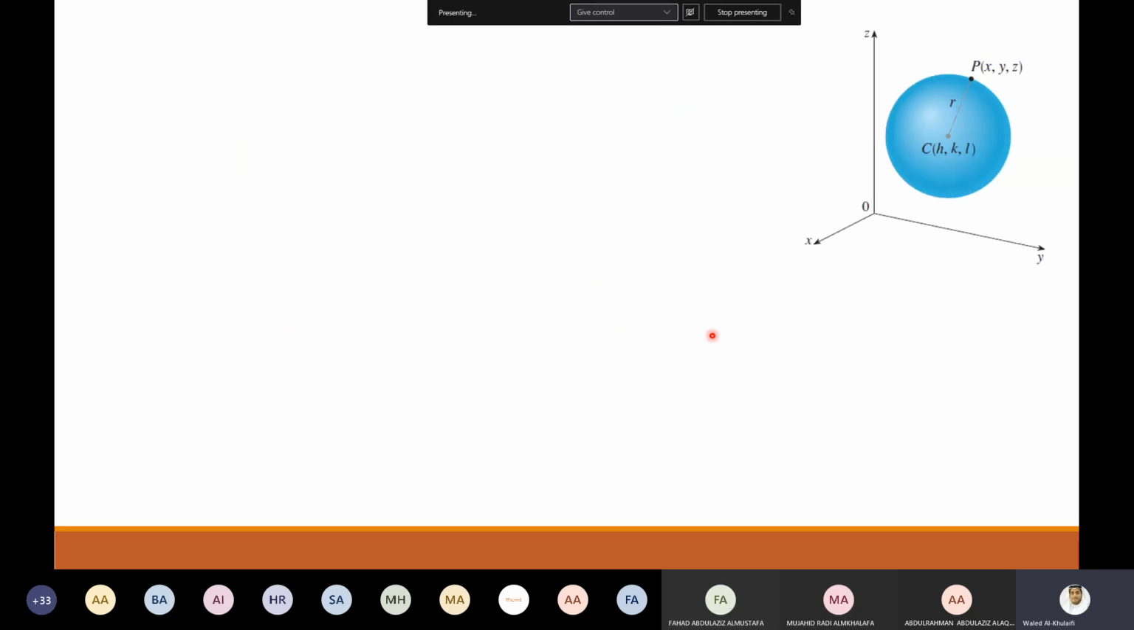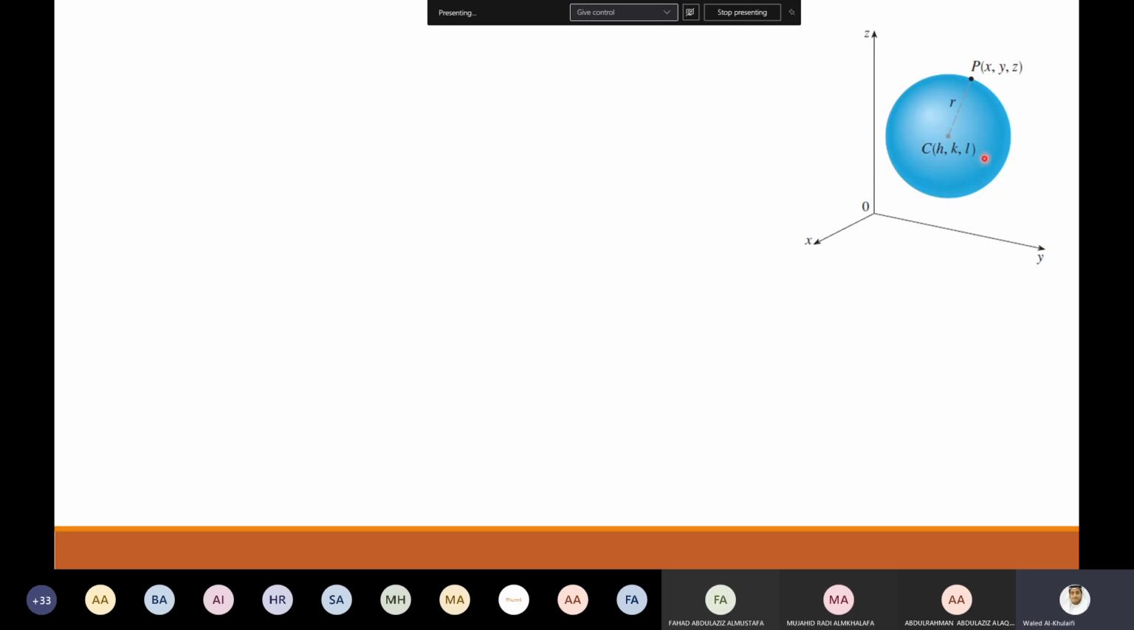Now let's talk about spheres. Now you have a sphere. You can think of it as a pole in 3-dimensional space. Now this sphere, how are we going to define it? We're going to define it as the set of all points which have the same distance from a certain point, which we call the center.